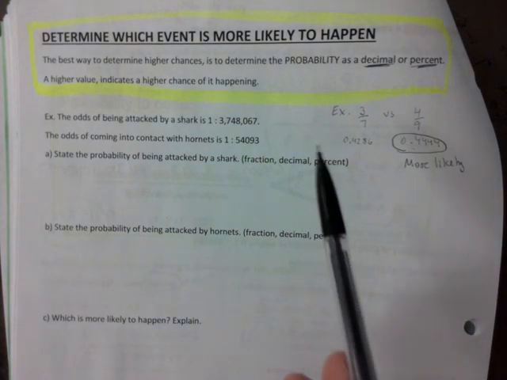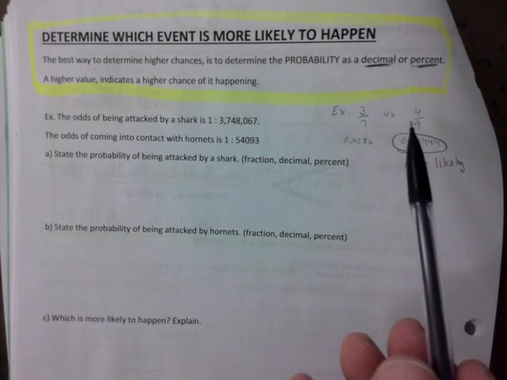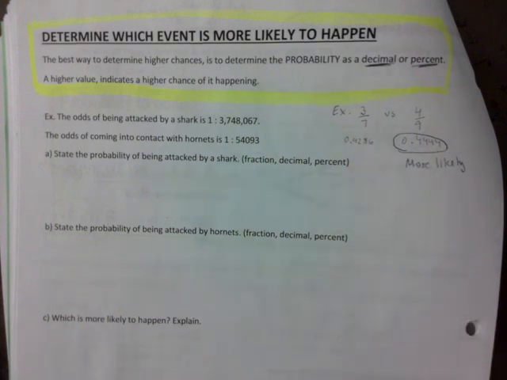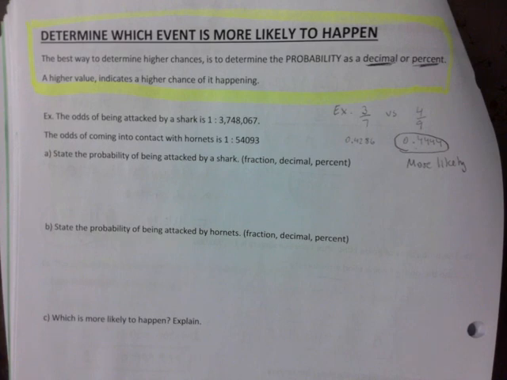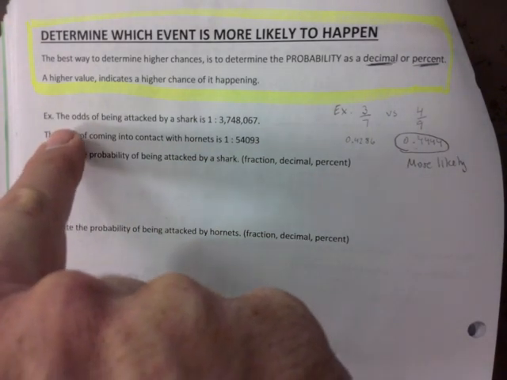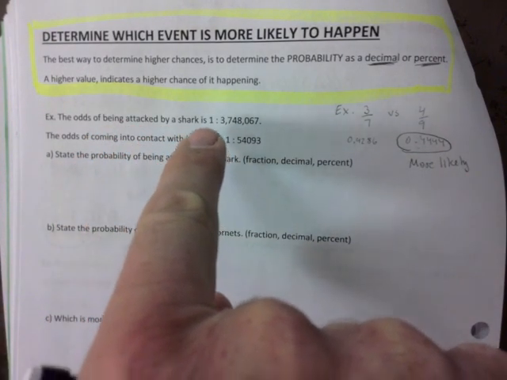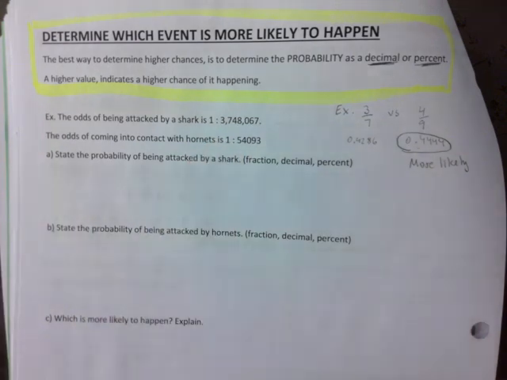That's what we're interested in, right? Both probabilities, you turn them both into decimals, the higher number wins. You're saying, hey, there's a higher chance of that happening. But what if you're given odds? Watch this. The odds of being attacked by a shark is 1 to 3,748,067. I googled it, so don't ask me how I know those things.